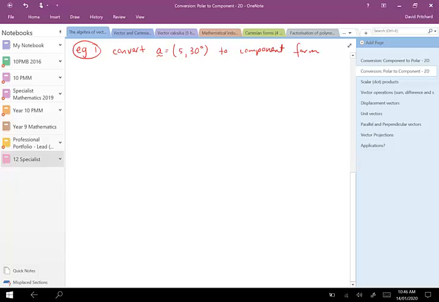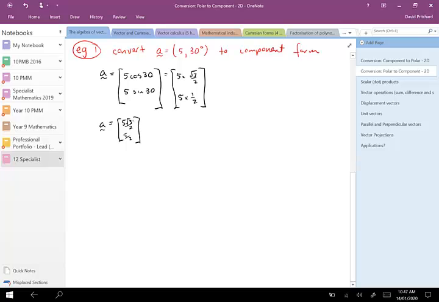Okay, we're going to look at converting vector a, which is 5 and 30 degrees, to component form. So a will simply be 5 cos 30 and 5 sine 30, which will be 5 times root 3 on 2 and 5 times 1 on 2. So a will be 5 root 3 on 2 and then 5 on 2 in the x and y direction. Or we could write it as 5 root 3 on 2 i and 5 on 2 j.